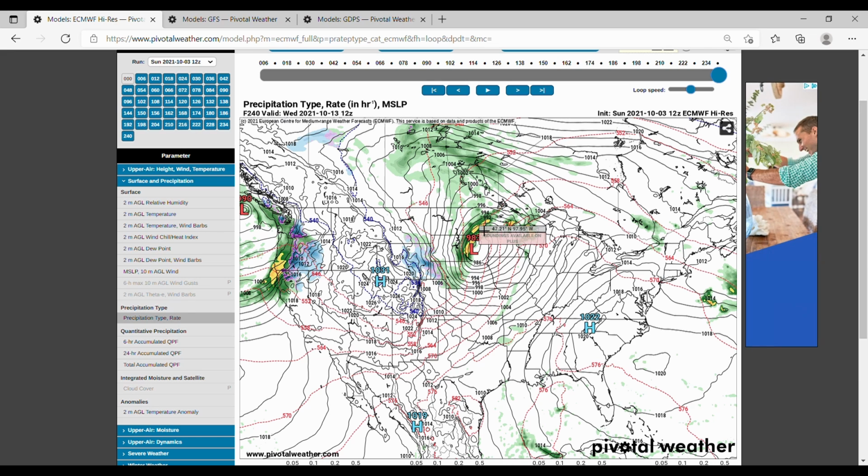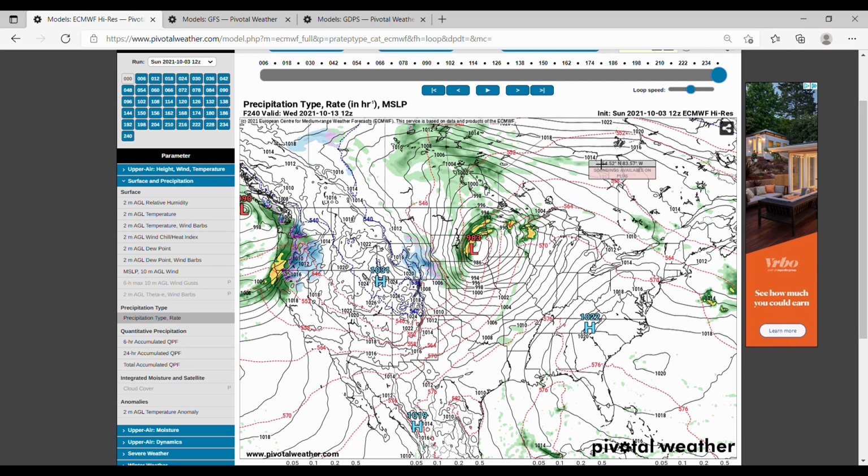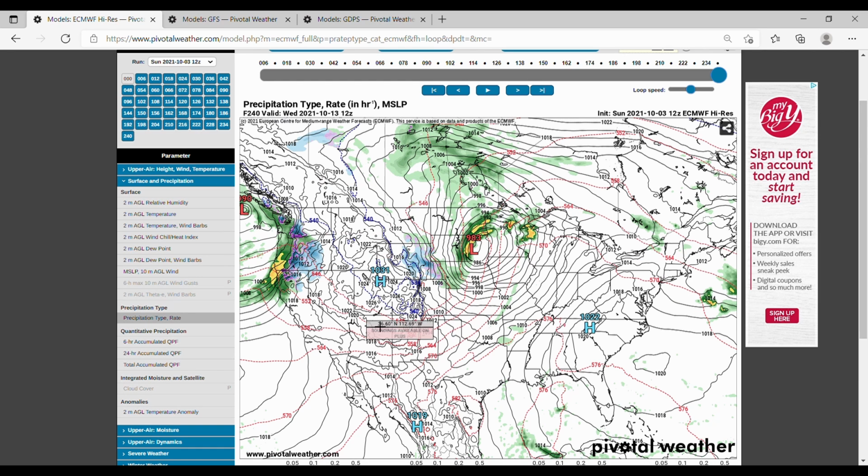And this entire setup is because of a shift in the overall pattern where we have a trough in the west and a ridge in the east. That is the only reason that the Arctic air is going to seep into the Rockies and bring in that snow. So moving on here to the GFS.